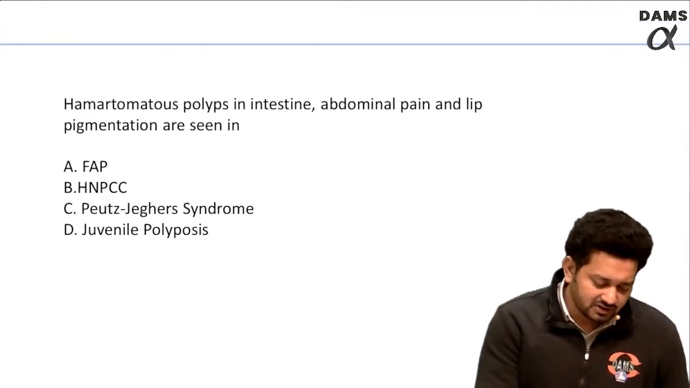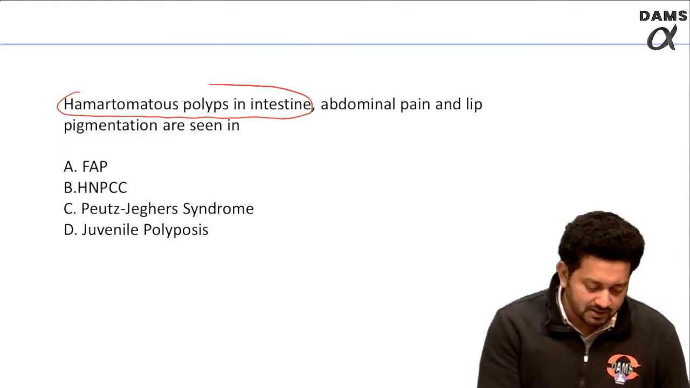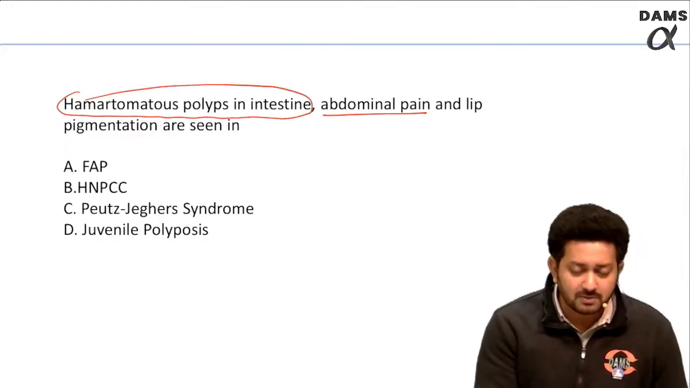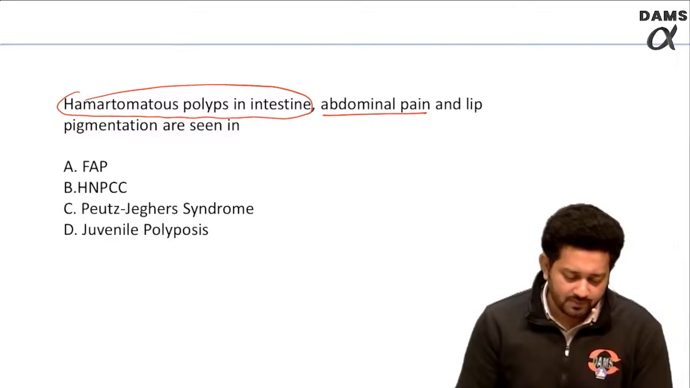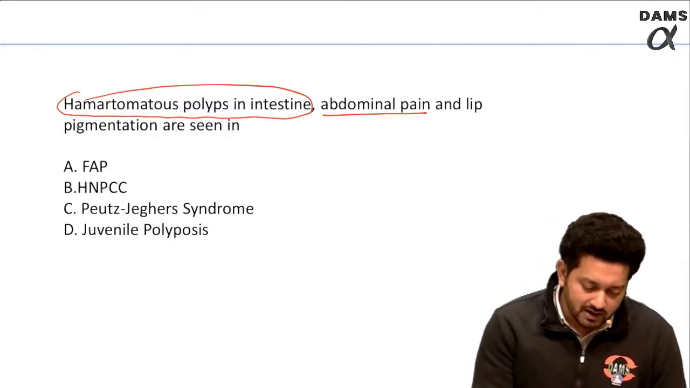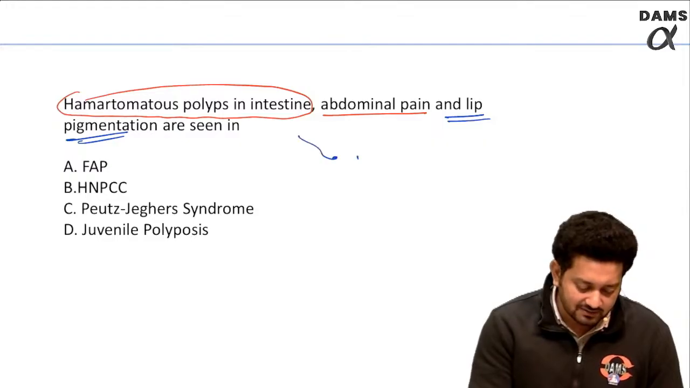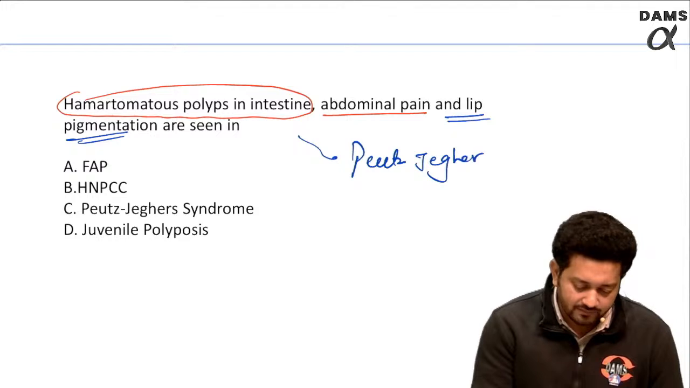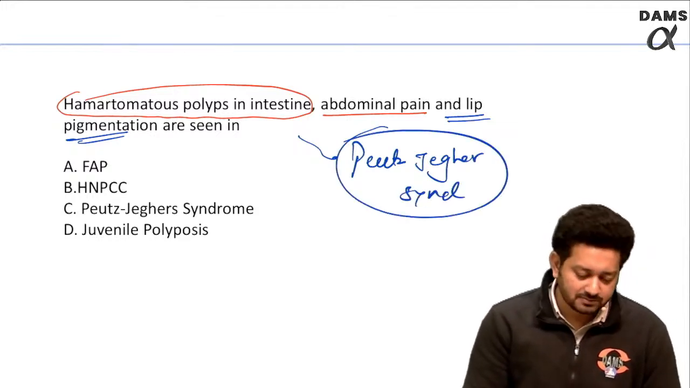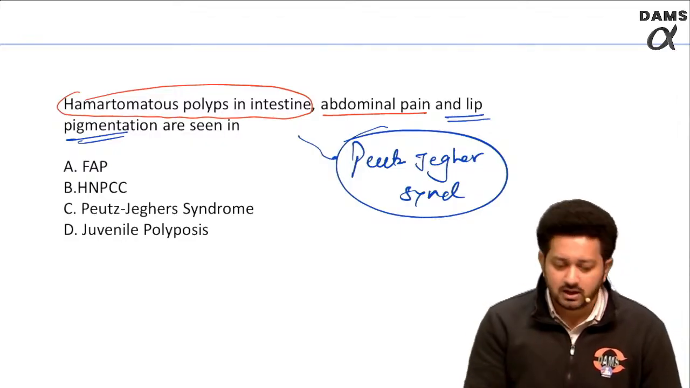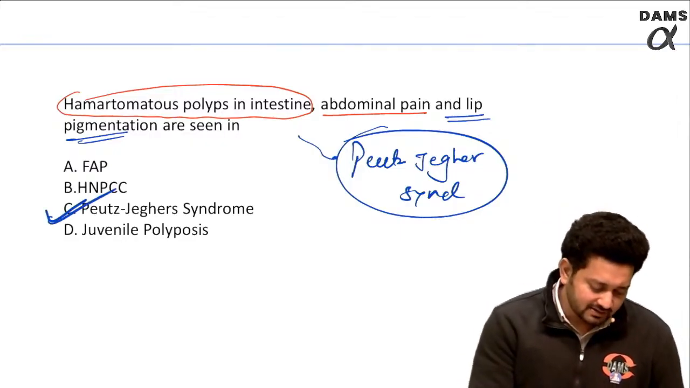Okay, then there was a question, maybe a long question, but the important points were there was hamartomatous polyp in the intestine. Because of that, abdominal pain can occur due to intussusception. And there was melanosis or lip pigmentation. So all of you know that it is very classical for Peutz-Jeghers syndrome: multiple hamartomatous polyps, pigmentation around the lips. So C is the answer.